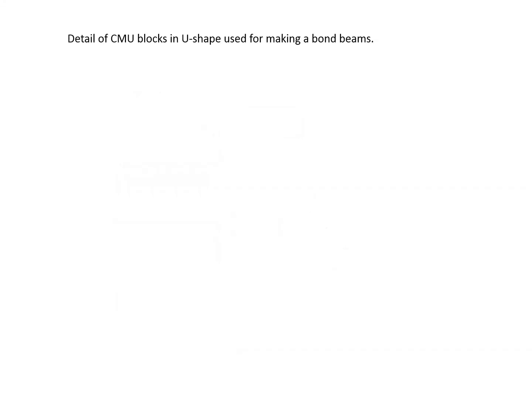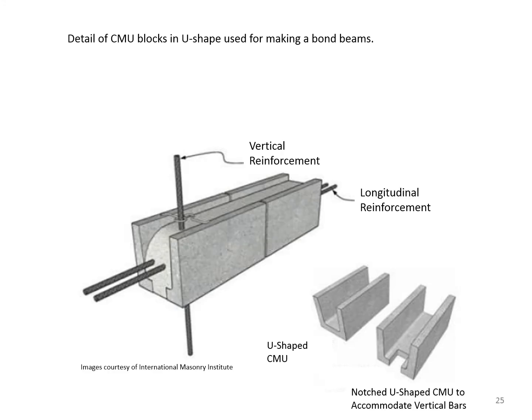And the detail of CMU blocks in U shape used for making bound beams are shown in here. You notice that the figures shown in the lower right, one of them has a little recess, and that is when vertical bars need to be installed, and therefore that kind of block accommodates for the passage of vertical bars.